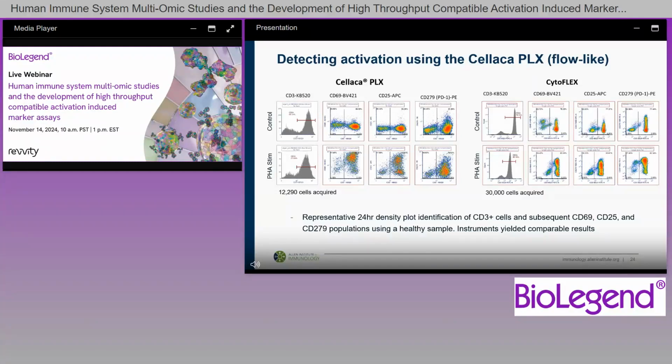We gated on CD3 because we wanted to only be looking at T cells, and that is what the histograms are showing. After gating on CD3, we gated on the other three surface markers, and we have shown those as density plots. Looking at our activation markers, as well as our checkpoint and exhaustion molecule, we see that both instruments yielded comparable results.